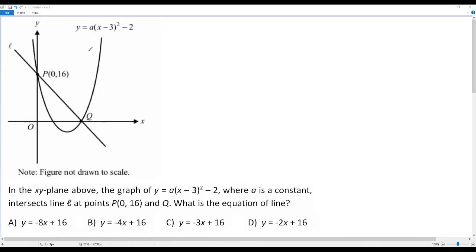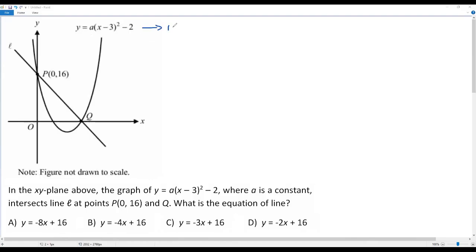For that, we have to plug one of the points on the parabola into this equation. We know that the point P (0, 16) is on the parabola. Since we have this point on the parabola, we can plug this point into the equation of the parabola. So I have to plug in this x-coordinate 0 for x over here and y-coordinate 16 for y over here. Now let me do it.